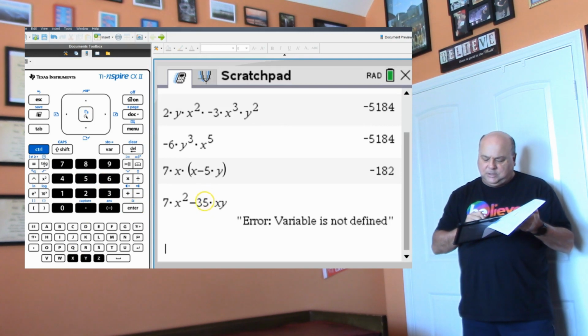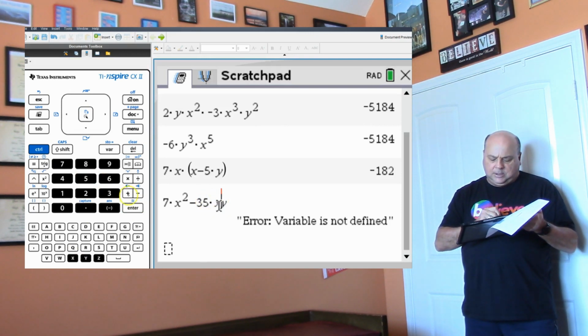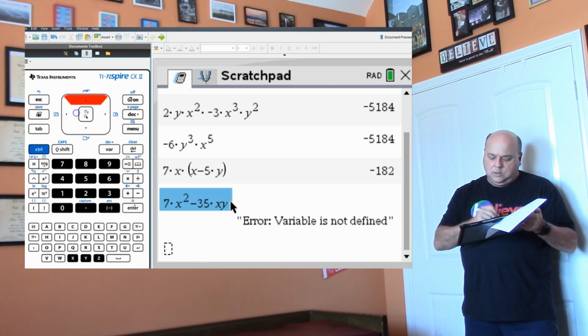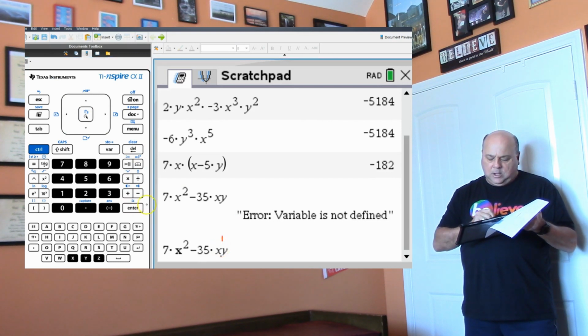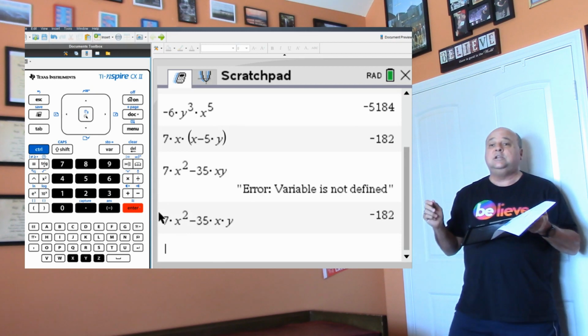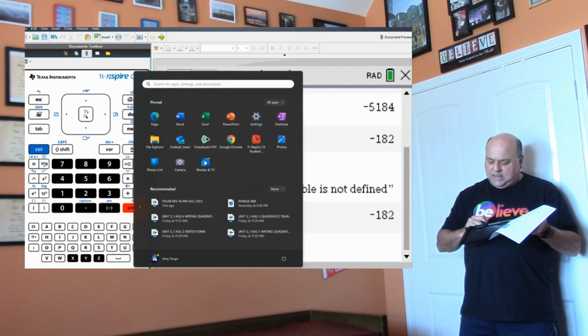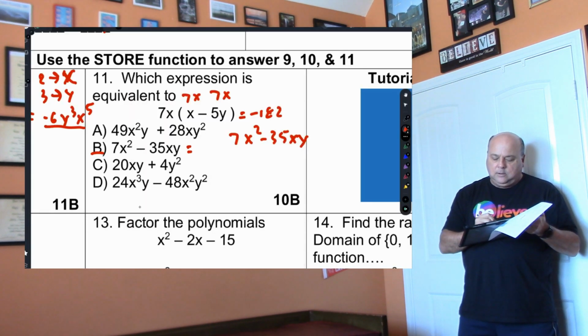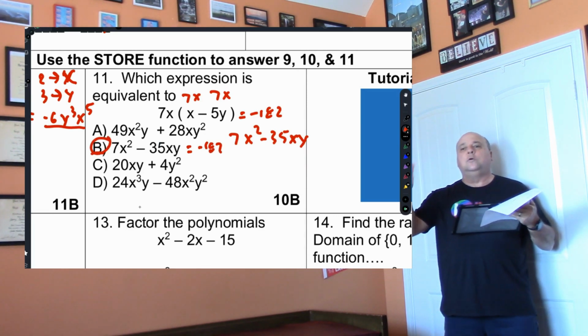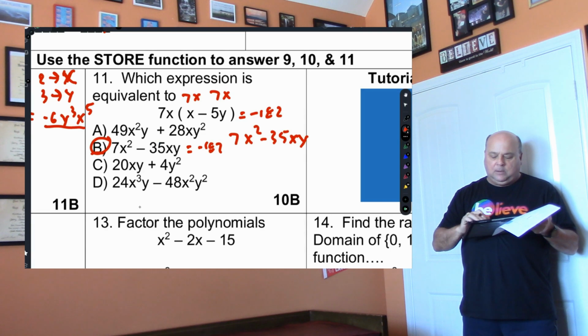I got to put a times in here, don't I? Put a times right here. Oh, I need to copy it though. Hold on. Let me copy it. There we go. And then put a times right here. Sometimes you got to put a times between the letters. You get a negative 182 again, don't you? So I get negative 182, don't I? Okay, just remember, if you store this, you will not miss it. You've got to be able to do this.